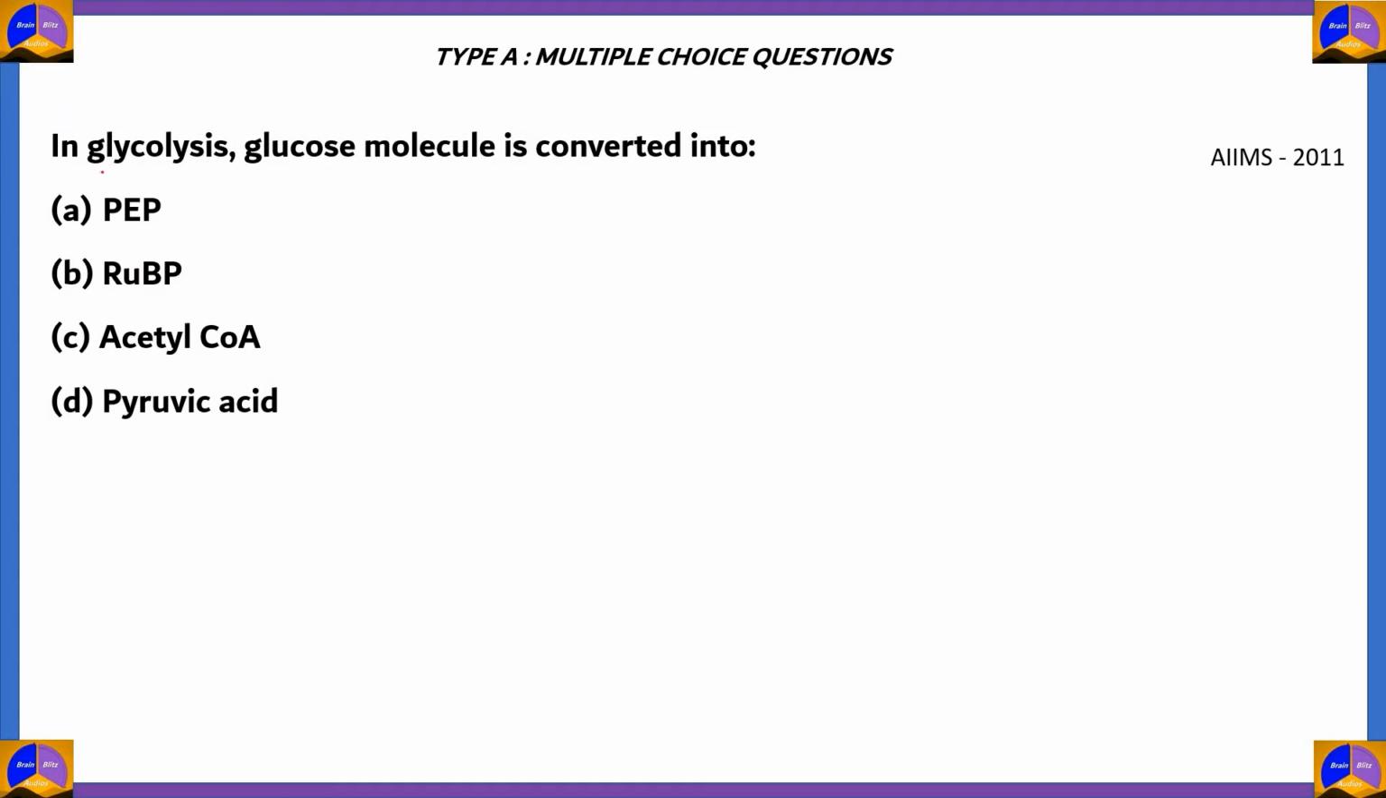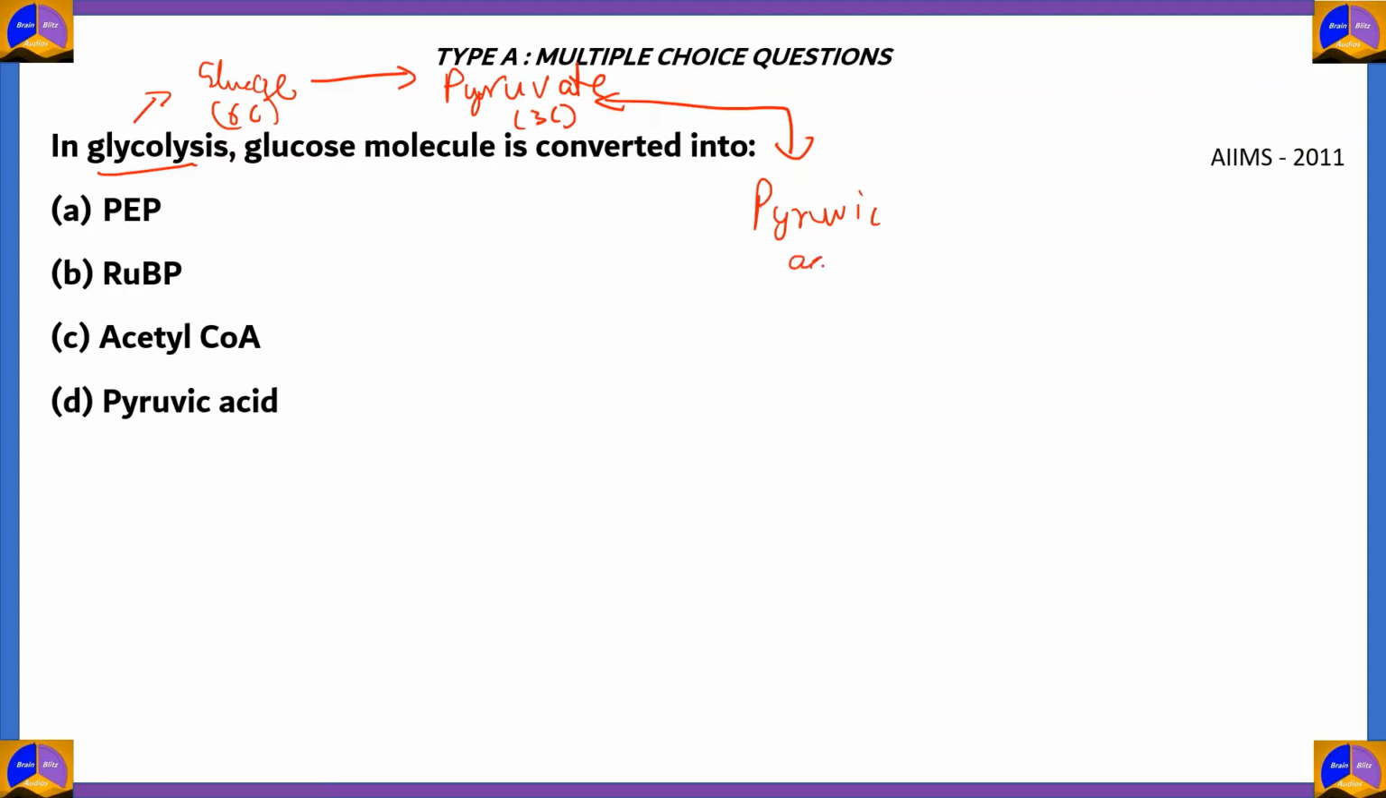Next question. In glycolysis, glucose molecule is converted into PEP, RUBP, acetyl CoA, and pyruvic acid. Glycolysis is the conversion of glucose, which is a 6-carbon compound, into pyruvate, which is a 3-carbon compound. And this pyruvate is the same thing as pyruvic acid. It's just two names for the same component. And that makes pyruvic acid the right option.